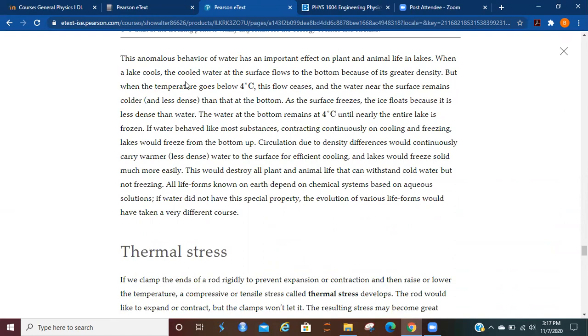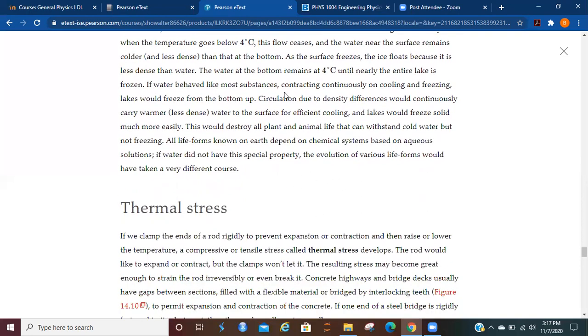When a lake cools, the cooled water at the surface flows to the bottom because of its greater density. But when the temperature goes below 4 degrees Celsius, this flow ceases and the water near the surface remains colder and less dense. As the surface freezes, the ice floats because it's less dense. The water at the bottom remains at 4 degrees Celsius until nearly the entire lake is frozen.